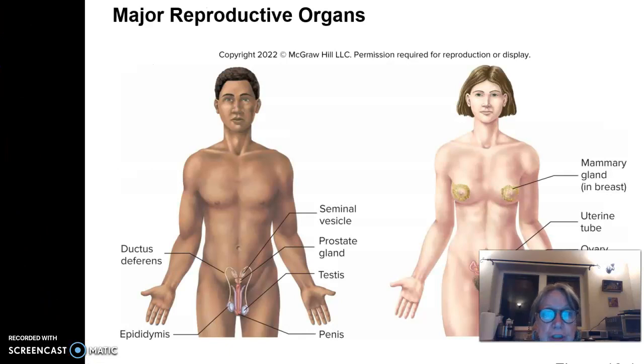And here is just a picture of the different kinds of glands and organs that you might see. In the female: the mammary glands, the uterine tubes, the ovaries, the uterus, the cervix, and the vagina. In the male: the epididymis, the penis, the testes, the prostate, and of course the seminal vesicles.